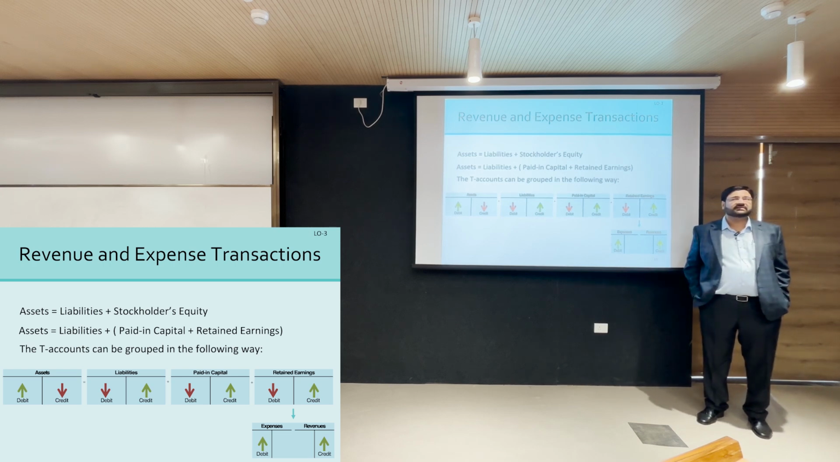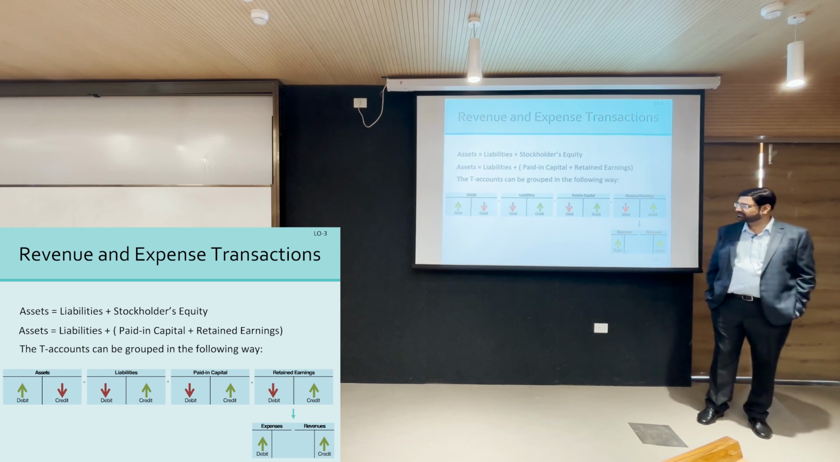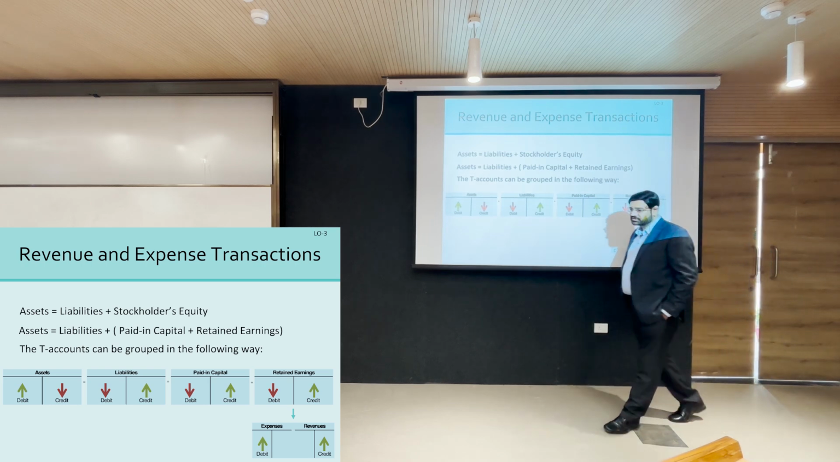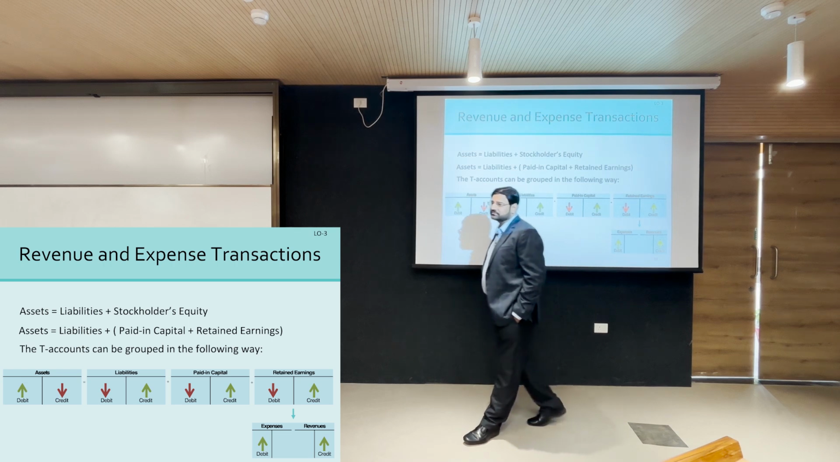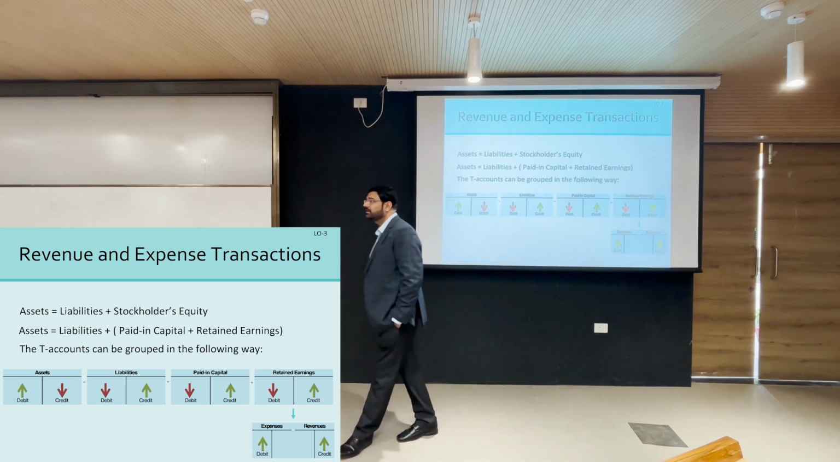Increase in expenses, does it increase retained earnings or decrease retained earnings? Decrease. And if anyone is getting confused, let me go back to class 5.